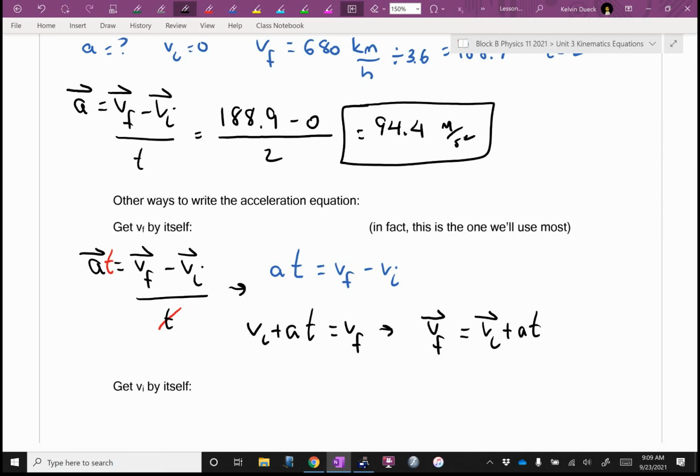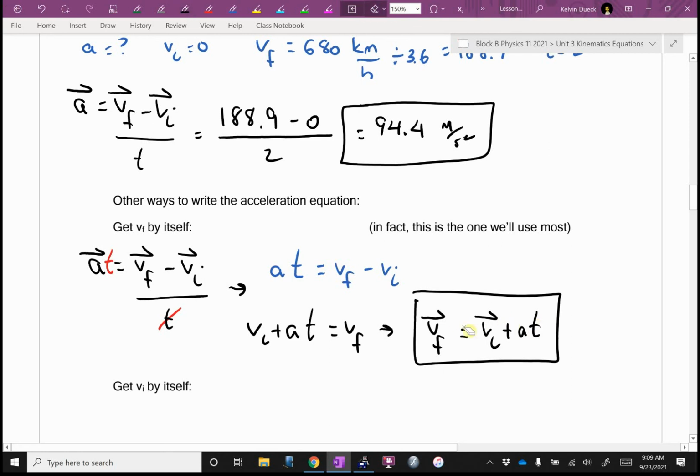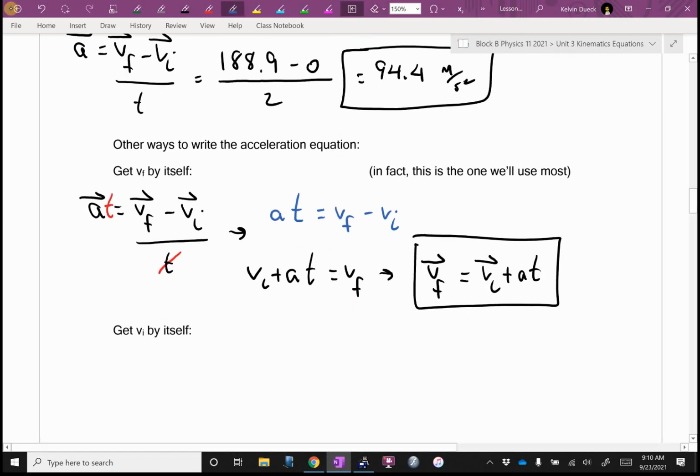What if I wanted to get the VI by itself? Well, it's way easier to start with this version of the equation. What side is the VI on? So the left side's going to drop down like a domino. What else is next to the VI? An AT, and that's lumped together. What's the AT doing to the VI? So?